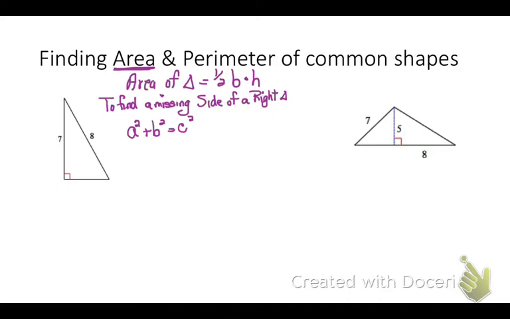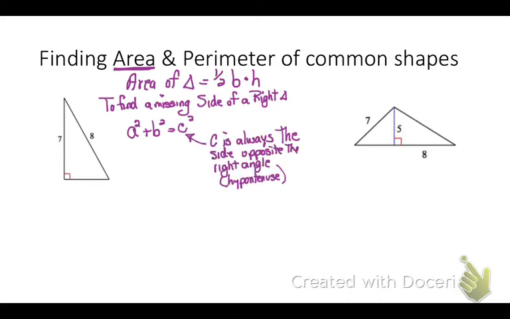Now here's the key on this. The c is always the side opposite the right angle. It's called the hypotenuse. Okay, so the first thing I'm going to do is identify my c. And in this case, it is a length of 8. And then I'm going to plug those into my a squared plus b squared equals c squared. I think I'm going to call a 7, and then b is the side I'm solving for. It doesn't have to be, but I'm just going to do that.